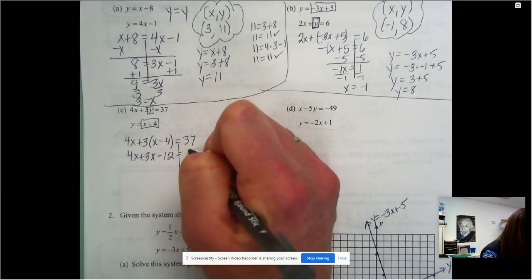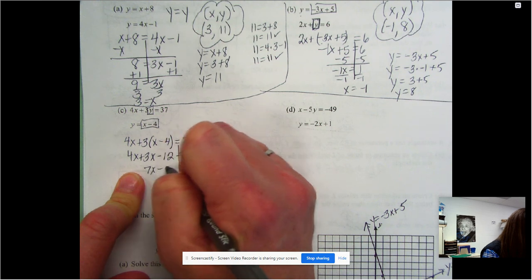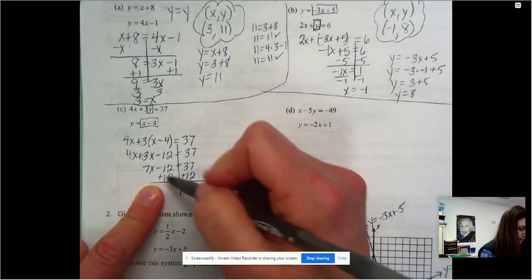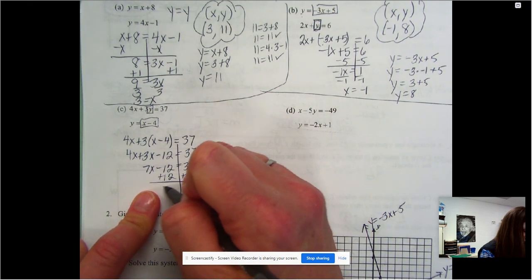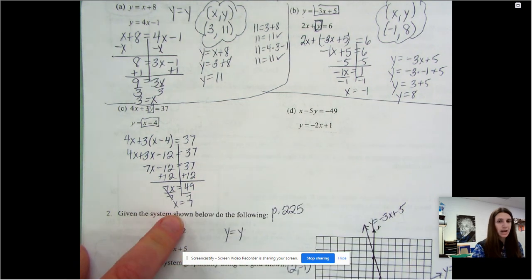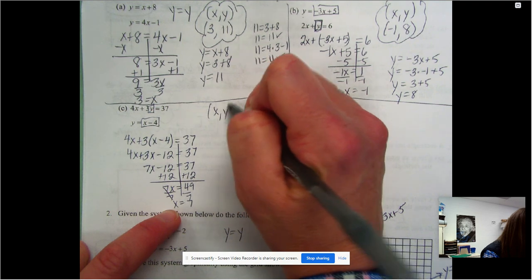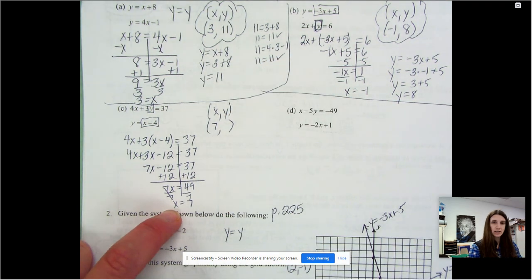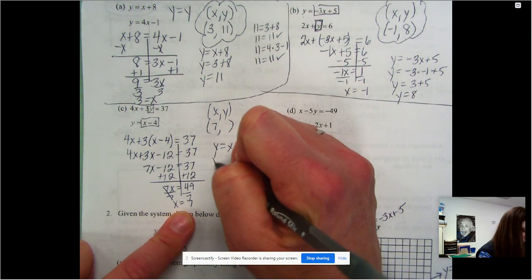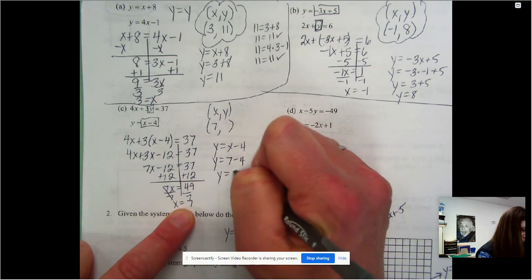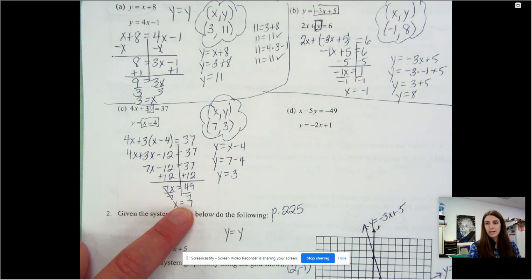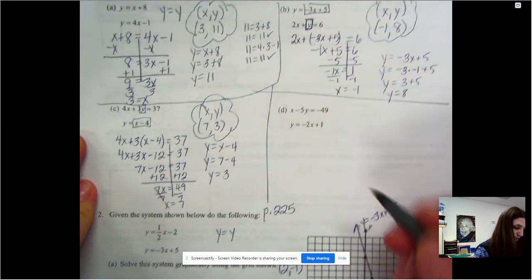Distribute, combine like terms, additive property of equality, multiplicative property of equality, and x equals 7. So again, putting that in our solution set, and now plugging in for the other variables. So y equals x minus 4, y equals 7 minus 4, y equals 3. So putting that in my solution set, bubble cloud. Okay, and again, always able to check my answers. Let's take a look at D.